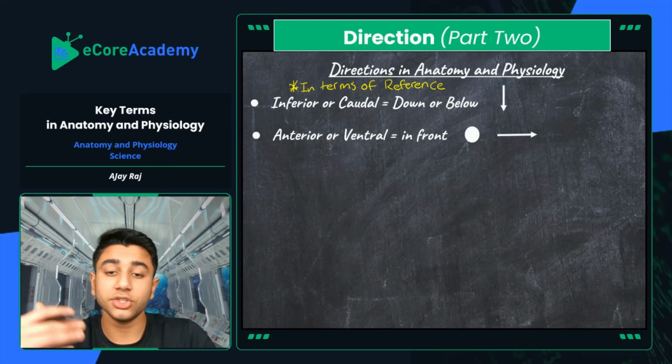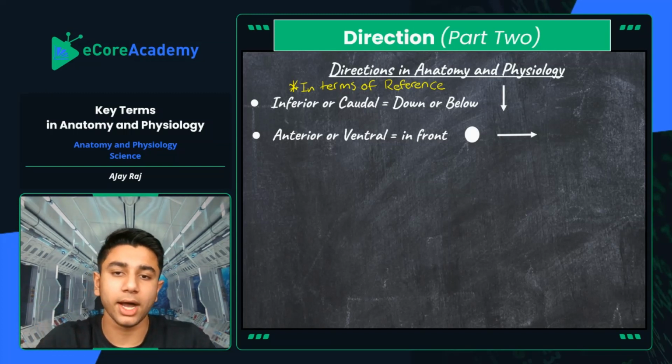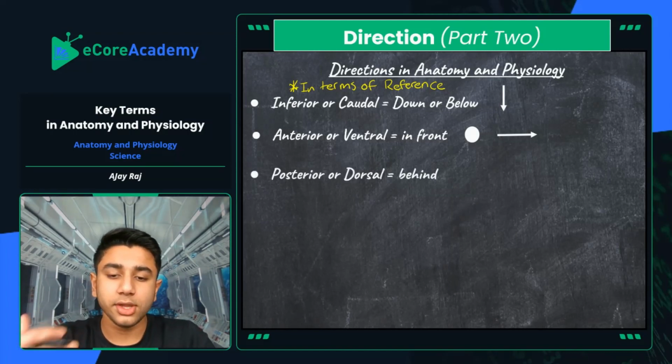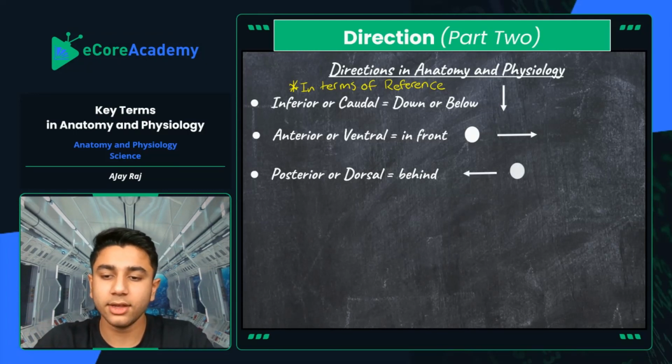So this isn't just your 2D plane where you have north, east, south, and west. You're also going to have in front, back, behind, diagonals. You're going to have all of those directions that you can combine with multiple terms. Then we have posterior or dorsal, which means behind. So obviously if you have point A, it's going to be located behind your given point.